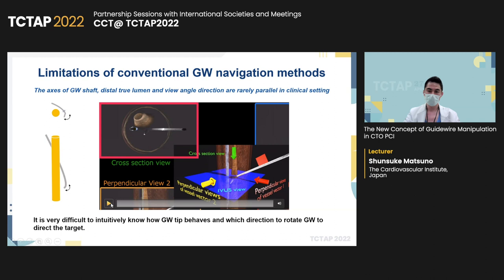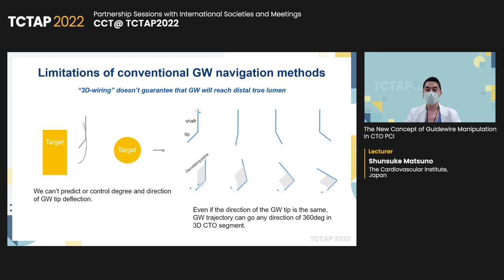However, as clearly shown in this animation, the guide wire tip behaves as if moving away from the distal true lumen by clockwise rotation and won't be directed to the target even by 90 degree clockwise rotation. As you can see, when the guide wire shaft is inclined to the distal true lumen, it is very difficult to intuitively know how the guide wire tip behaves and which direction to rotate the guide wire. Moreover, the 3D wiring method just shows us which direction to rotate the guide wire tip and doesn't guarantee that the guide wire will actually reach the distal true lumen.